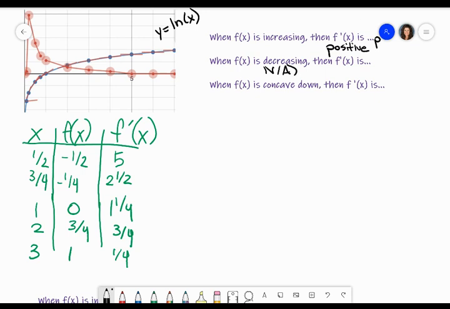Also, notice the derivative is never negative. Now, this graph actually is concave down. Now, look at the y values for the derivative. What are the y values doing for the derivative? They are decreasing. And that means that the slope is getting less steep, less steep.